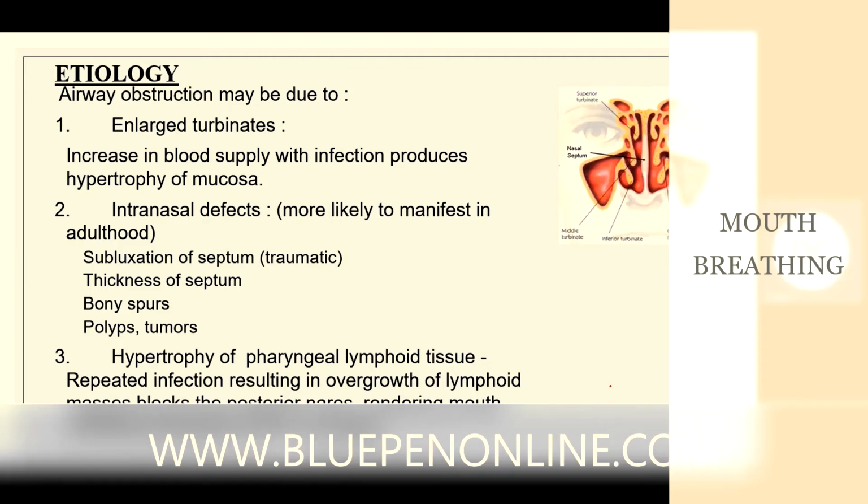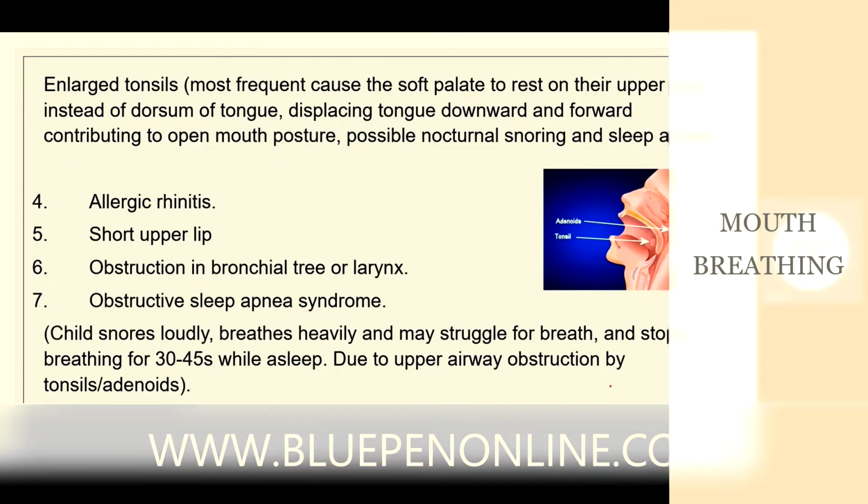Enlarged tonsils, which is also a frequent cause of the soft palate resting on the upper ball instead of the dorsum of the tongue, displace the tongue downward and forward, contributing to open mouth posture, and also possible nocturnal snoring and sleep apnea. Other etiology, allergic rhinitis or short upper lip, obstruction in bronchial tree or larynx, obstructive sleep apnea syndrome, in which the child will snore loudly, breathe heavily, and may struggle for breath and stop breathing for 30 to 45 seconds while asleep due to upper airway obstruction by tonsils or adenoids.